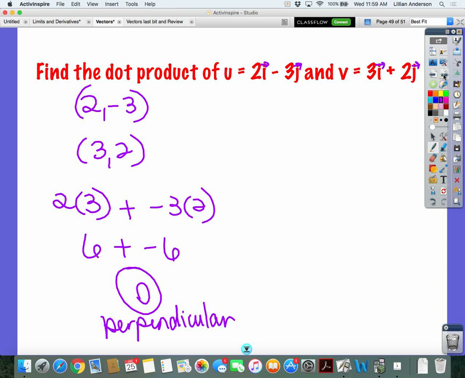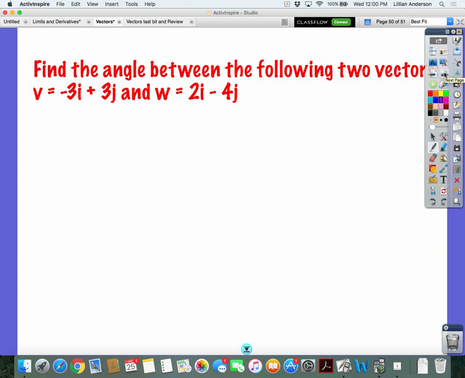Let's look at the next example. We're going to find the angle between the two vectors that are given. This is just a personal preference. It really doesn't matter. But if you change them to a different form and you have to write your final answer, make sure you write it in the form that was originally given, guys.